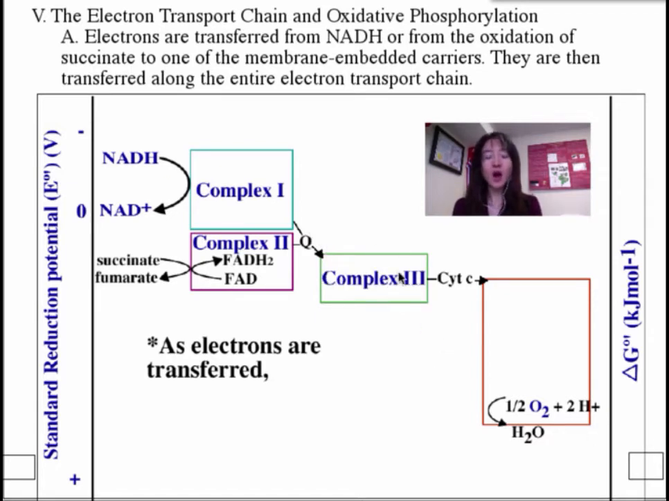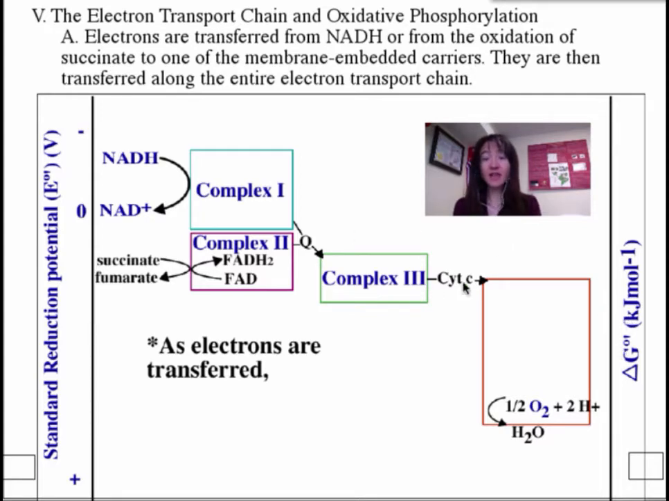Please notice that complex 3 has a much greater desire for electrons than Q does. And likewise, Q has a much greater desire for electrons than complex 1 does, or than complex 2 does. So all the while, we're getting the transfer of electrons from things that desire them less to things that desire them more. And that's resulting in free energy release.